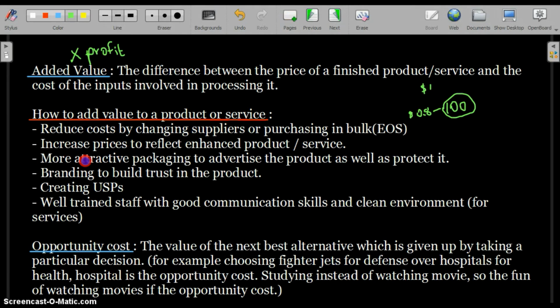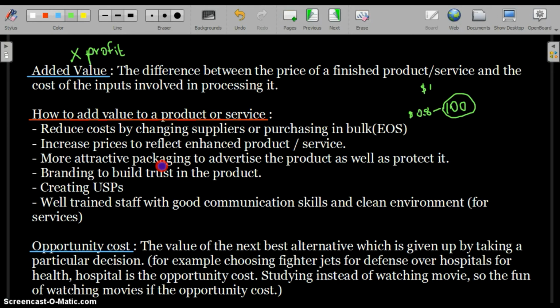So we can also increase price to reflect an enhanced product or service. If your product is better than other products, you can increase the prices. But increasing prices is not too easy. We have to consider a lot of things when we change prices, and we've discussed that in chapter number 3, in unit 3, in marketing mix, price. So if you want to check that out, you can check that out as well.